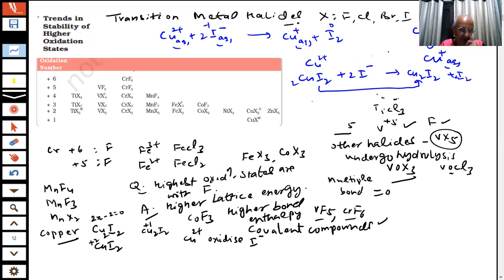Copper, what is the name of this? This is called cuprous. Yes, cuprous. I told you, "-ous" is used for a lower oxidation state. Cuprous iodide. And what will be this? Cupric.